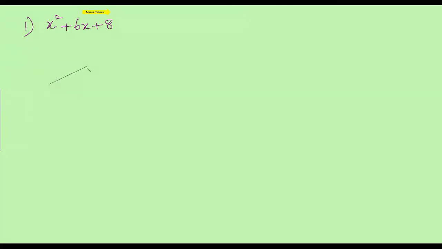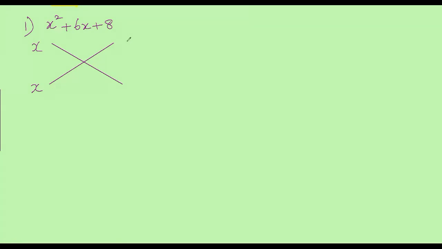So draw a cross like this, and on the left side I'm going to write the factors of the first term, and on the right side I'm going to write the factors of 8. Now try writing the smaller factor on top always, but sometimes you may need to rearrange it according to the middle term. Okay, let's start with x squared. x times x is giving you x squared.